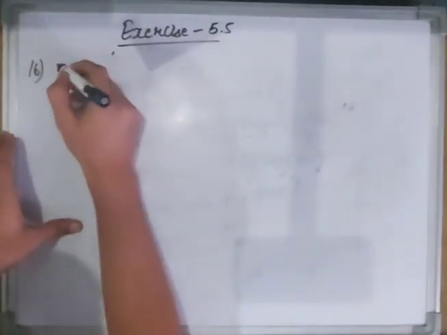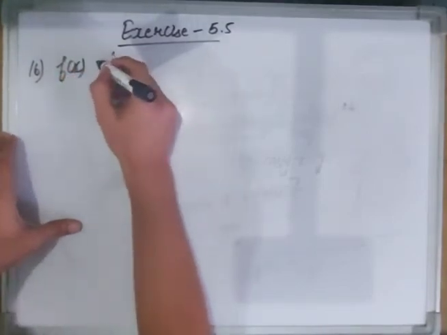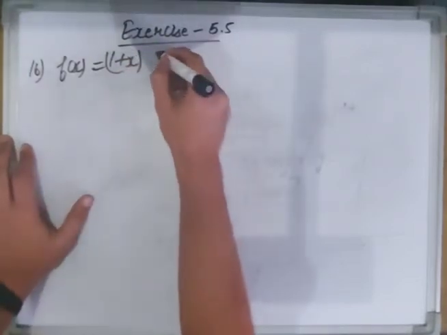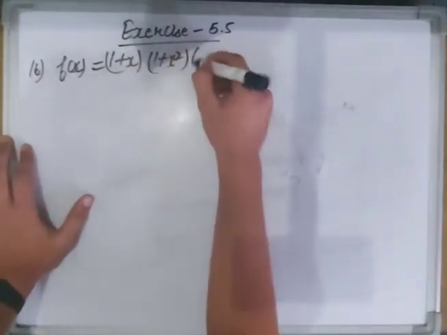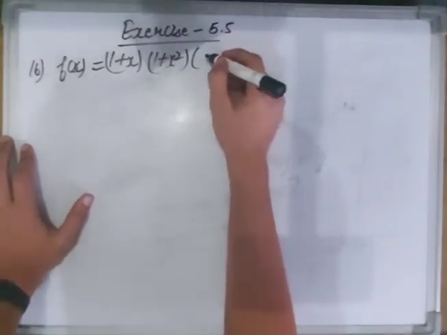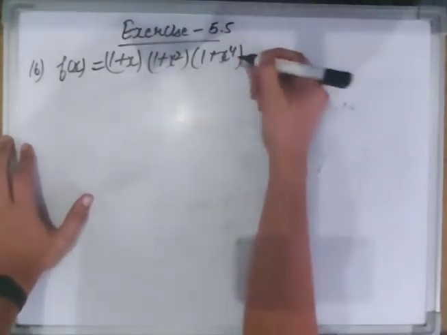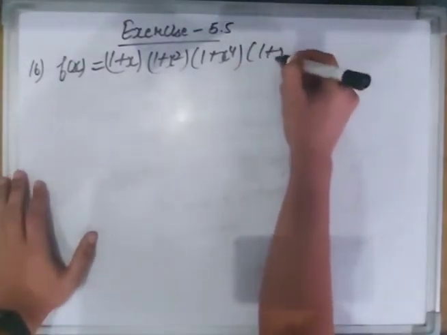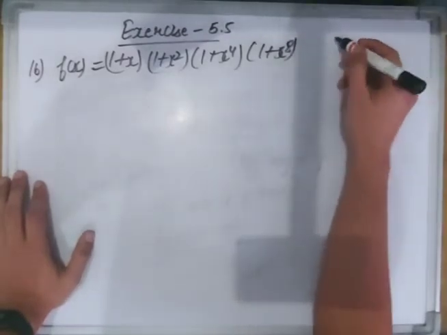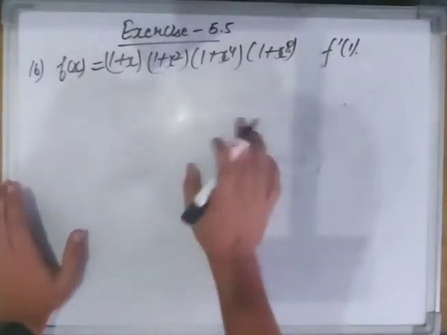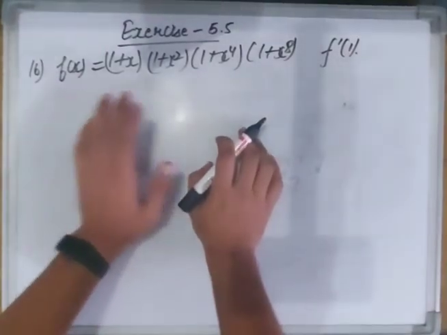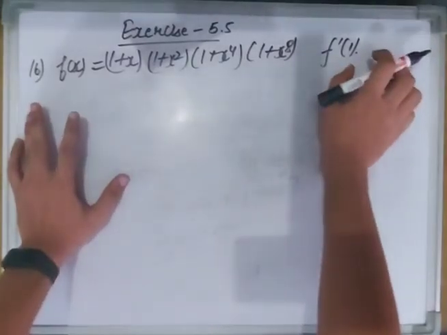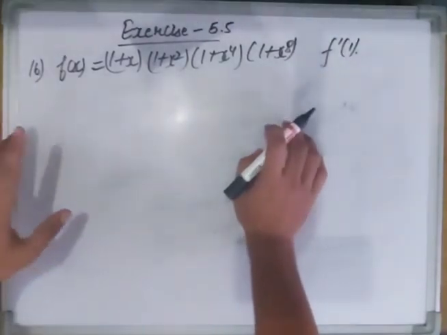The 16th question is f(x) equals (1 plus x)(1 plus x squared)(1 plus x raised to power 4)(1 plus x raised to power 8), and you need to find f dash 1. First you need to find the derivative of f(x), then find the value of f dash x when x equals 1. So this is our 16th question.